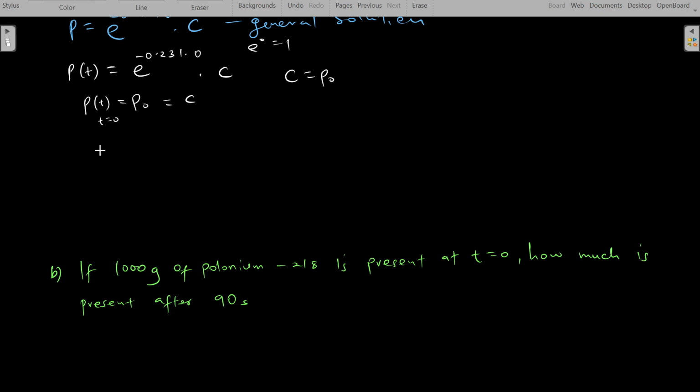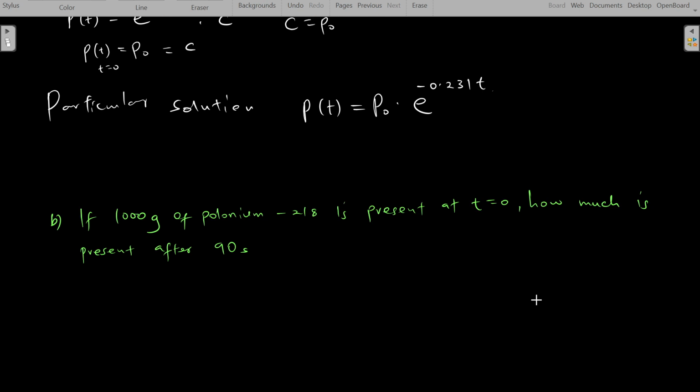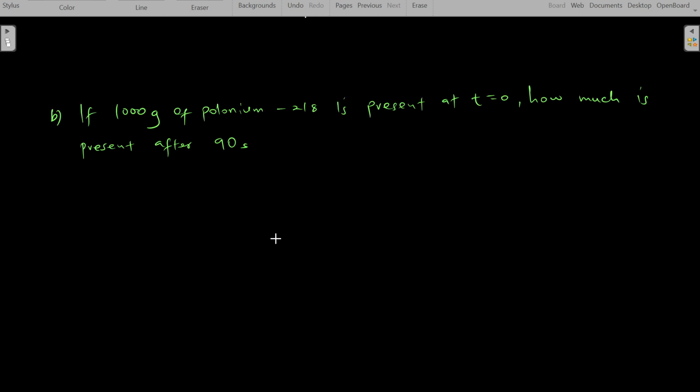So if we write our particular solution, which is our answer, we should say P of t equals C, where there's a C, I'll replace that with P0 multiplied by e raised to negative 0.231 t. Okay, so that's our answer for that case. Then let's solve for the second question.